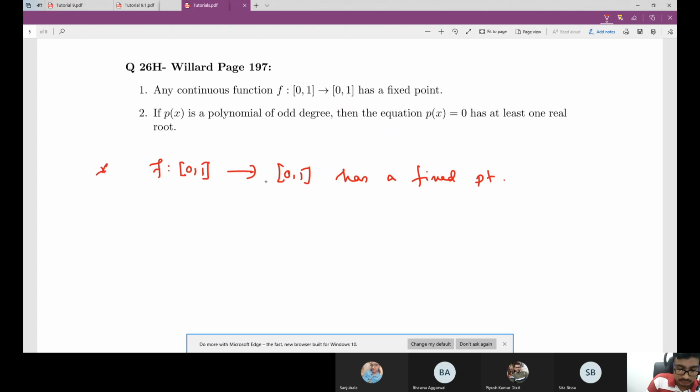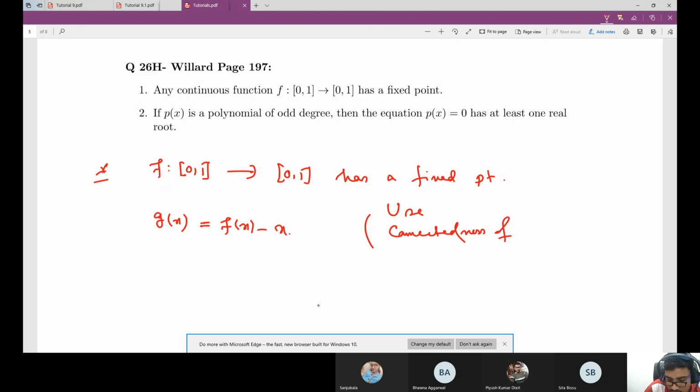So how do you prove it? Define a new function g(x) equal to f(x) minus x. Then we know that f is a function from [0,1] to [0,1], so f(0) and f(1) are less than or equal to 1 and greater than or equal to 0. From there we can use the IVP, the intermediate value theorem. Now use connectedness of [0,1].